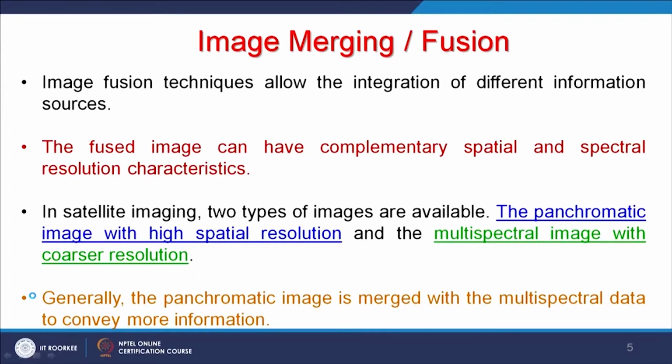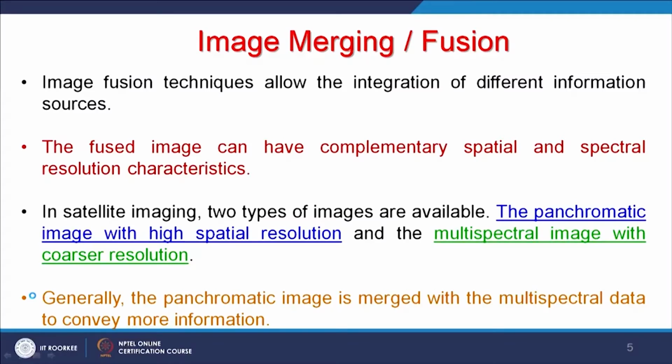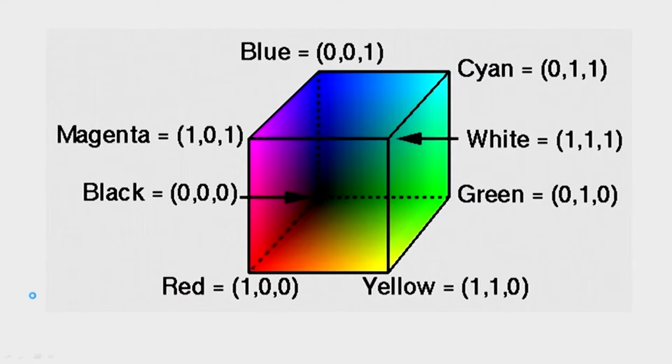So I can exploit the high spatial resolution of panchromatic images, and I can exploit the multispectral or colored different bands of relatively coarser resolution images, and create a new product. As you know, when we say pan sharpen, PAN stands for panchromatic. These panchromatic images are generally merged with multispectral data to bring more information out of that or convey better information. Before that, I have to discuss a little fundamental.